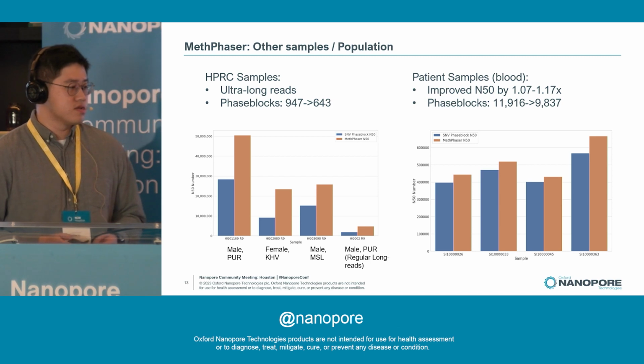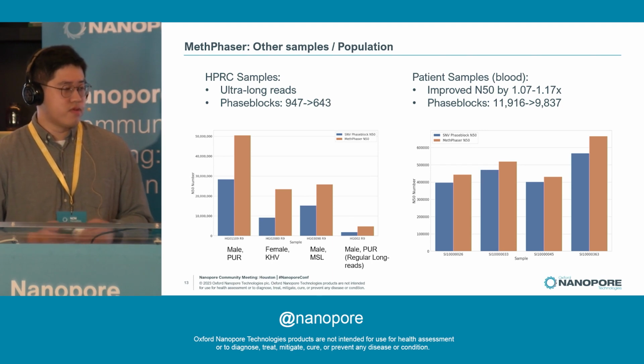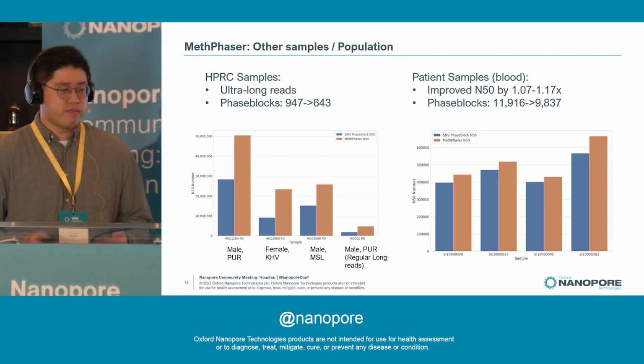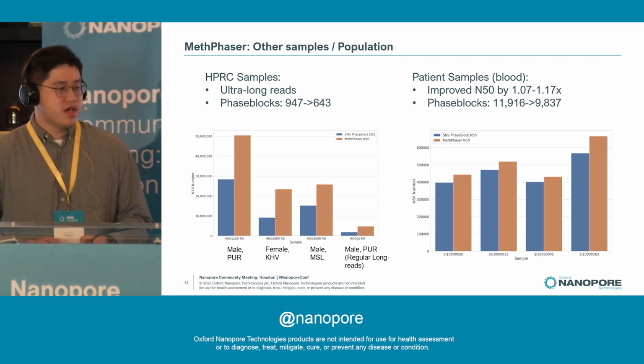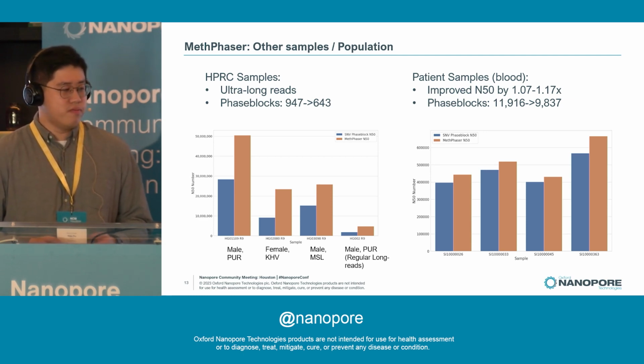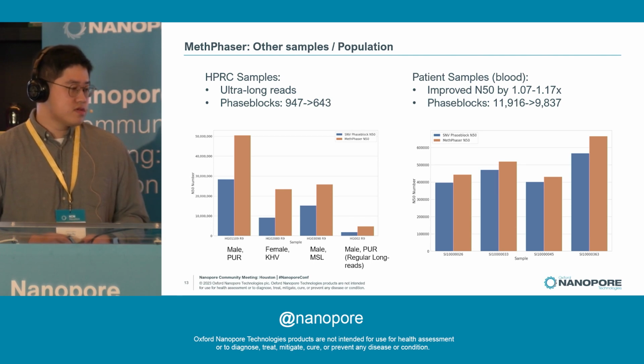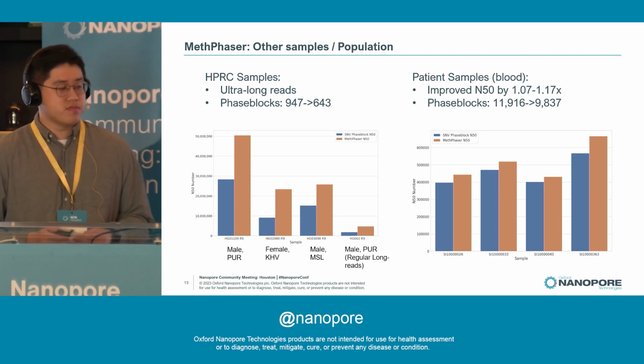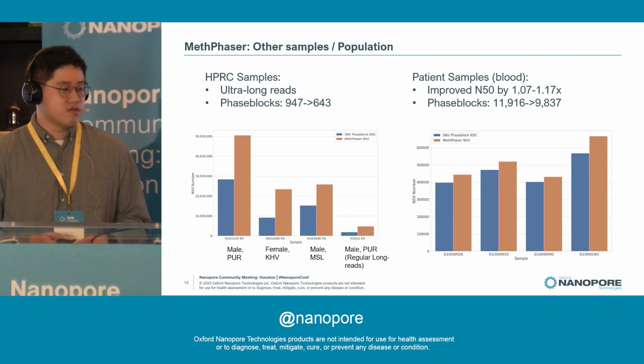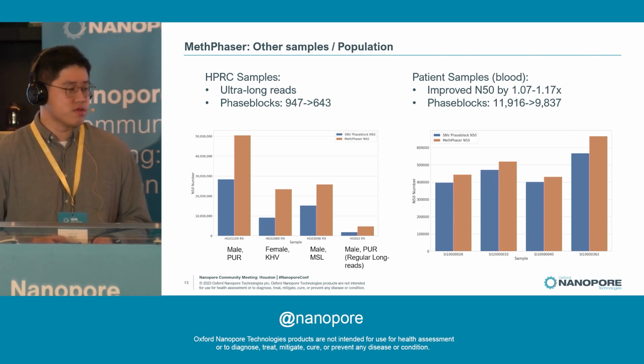We tested our robustness on other samples and populations. We tested MethPhaser on an HPRC sample with ultra-long reads. We can reduce the phase block number from 900 to 600. And on the right, we have less optimal patient samples from blood. It still improves the N50, but because the read lengths are smaller and the phase block N50 is smaller, we can also reduce the phase block number by more than 2,000.